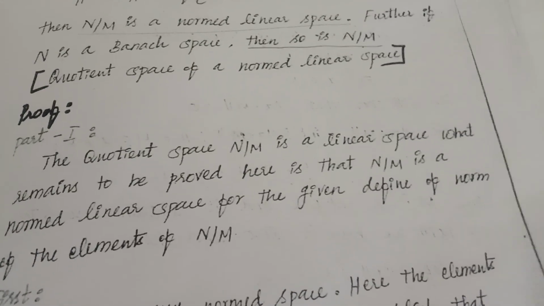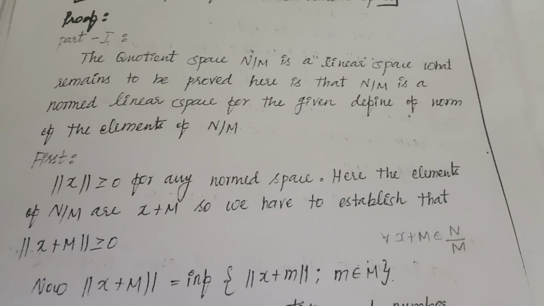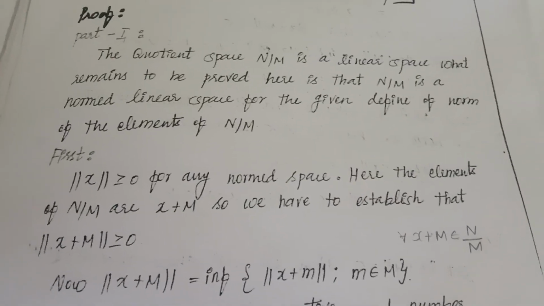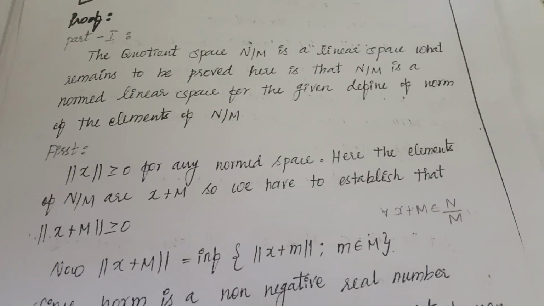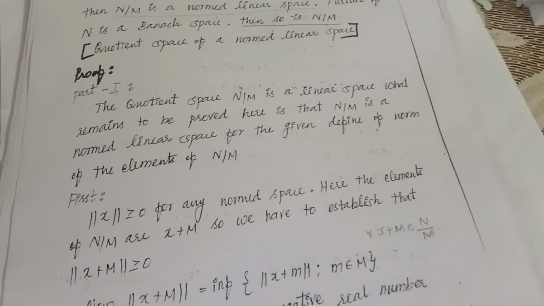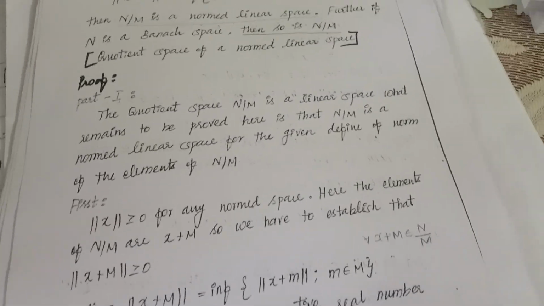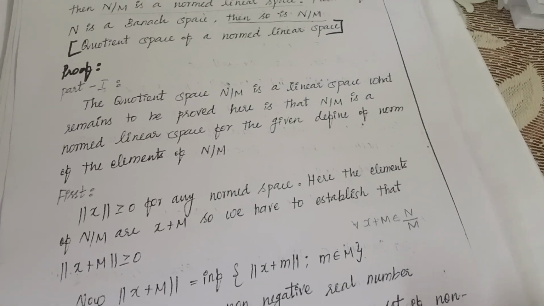For the normed linear space we have to verify four conditions: norm of x is greater than or equal to 0 for all x; norm of x equal to 0 if and only if x equal to 0; norm of alpha x equal to modulus of alpha times norm of x; and norm of x + y is less than or equal to norm of x plus norm of y.